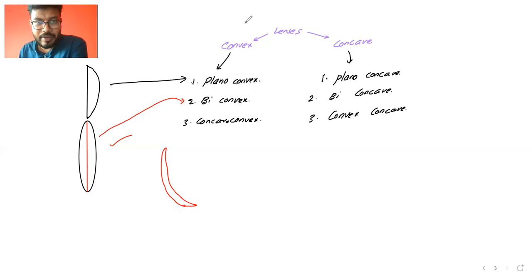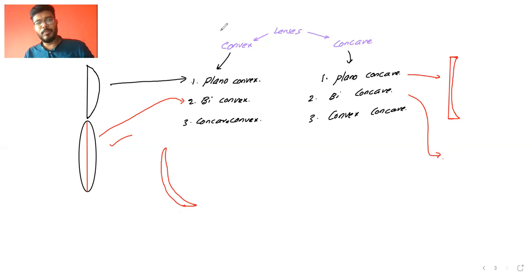Same thing in your concave also. First one is your flat, that is your plano concave. Then you're going to discuss your concave like this. It is a thin structure, but one side is curved. This is your plano concave. Clear, ma'am? Next, the biconcave. Biconcave means both sides will be concave, both sides bulged inwards like this.